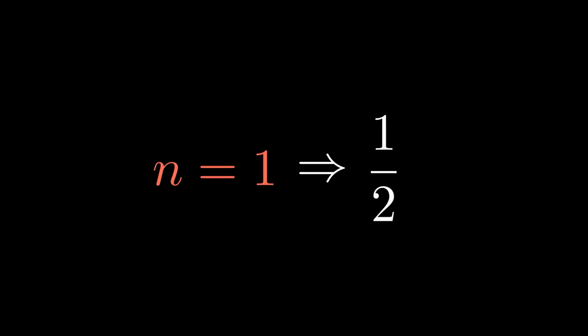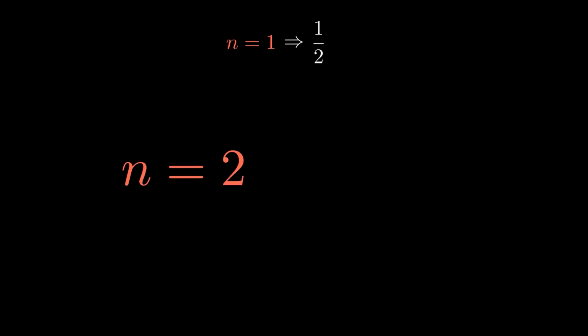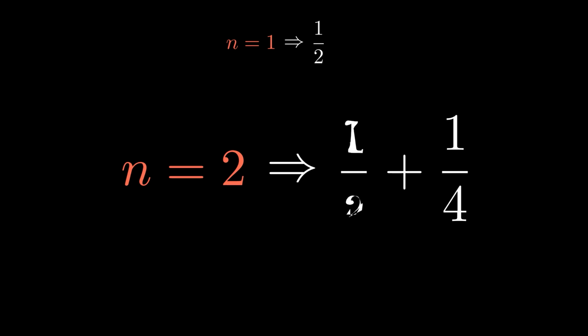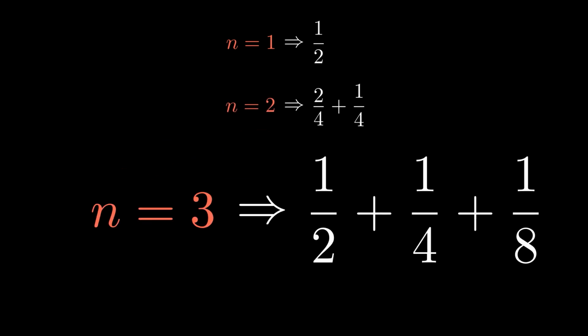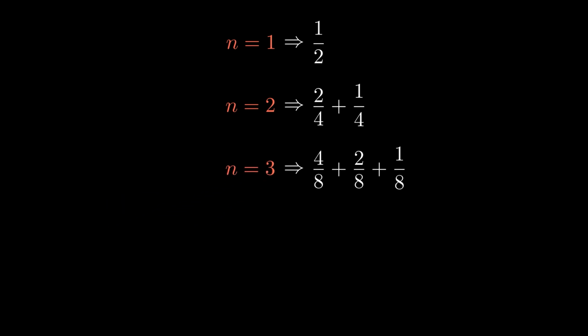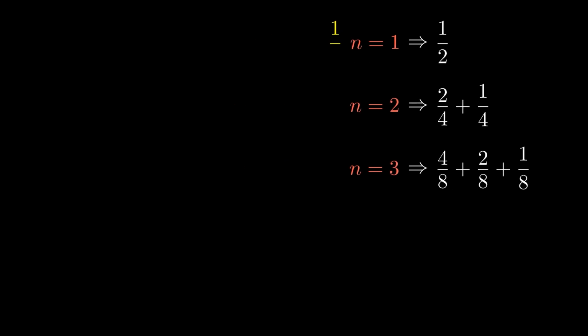Well, think of it this way. For n equals 1, we get 1/2. For n equals 2, we get 1/2 plus 1/4. Or in other words, 2/4 plus 1/4, so 3/4. For n equals 3, we get 1/2 plus 1/4 plus 1/8. Or in other words, 4/8 plus 2/8 plus 1/8. So 7/8. And that's enough for us to analyze it.